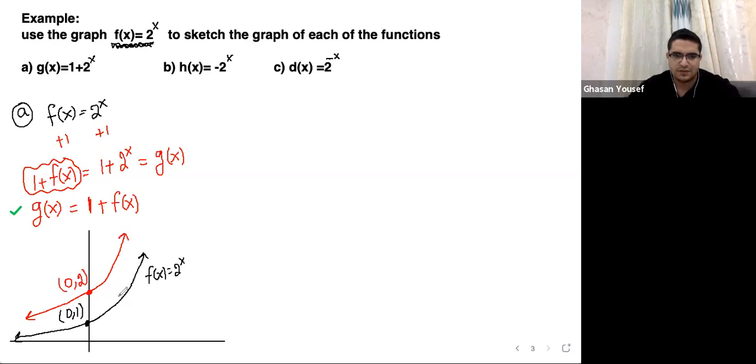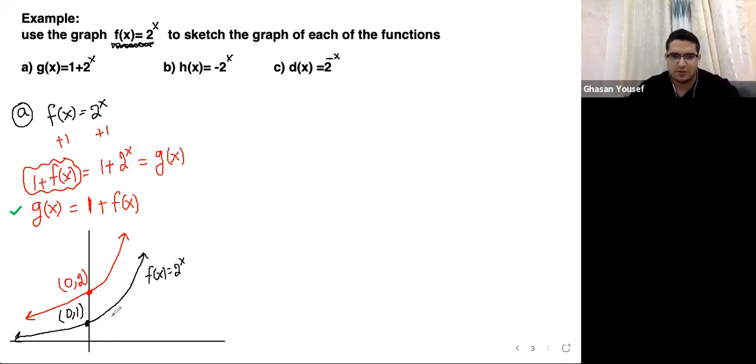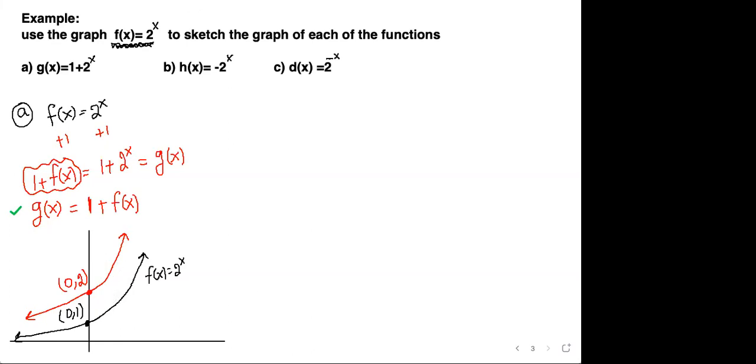And for all points, we have to change the y coordinate. So this 0, 1 becomes 0, 2. For example, I have a question. Yeah, what's your question?